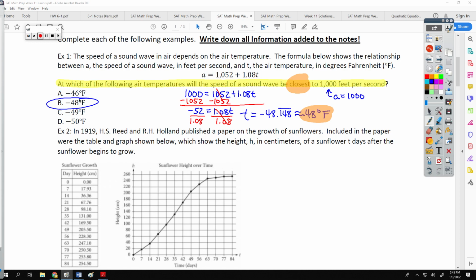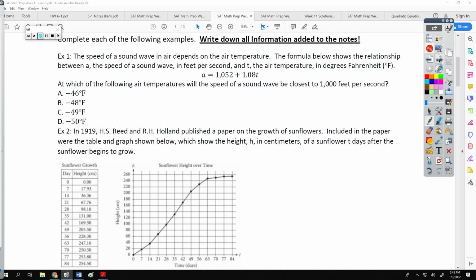So again, you're going to see those words: closest, at most, at least, no more than, no less than. These are words that the SAT is going to use. And what that's telling you to do is to round. In fact, it's telling you how to round. It's saying, is that decimal, negative 48.148 repeating, closer to negative 48 or negative 49? The answer would be negative 48.